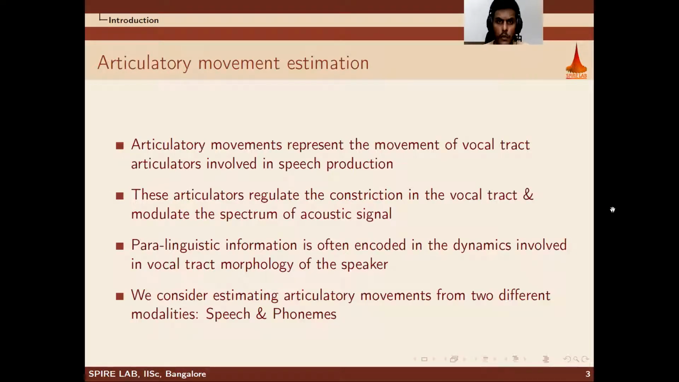What is articulatory movement estimation? Articulatory movements represent the movement of vocal tract articulators involved in speech production. These articulators regulate the constriction in the vocal tract and modulate the spectrum of acoustic signal. Paralinguistic information is often encoded in the dynamics involved in vocal tract morphology of the speaker. So we consider estimating these articulatory movements from two different modalities, speech and phonemes.